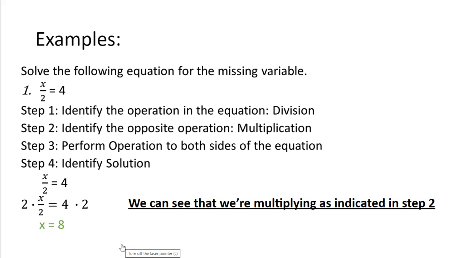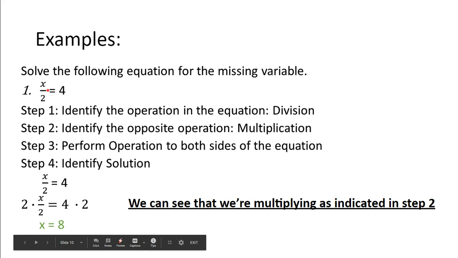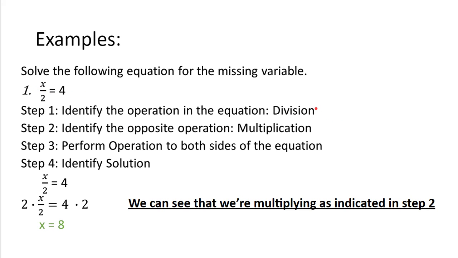I have x divided by 2 equals 4. That's what this little bar is. This is a division sign. Is equal to 4. So we identify division. I identify the opposite operation, which is multiplication. And then I do that operation on both sides of the equation and identify the solution.